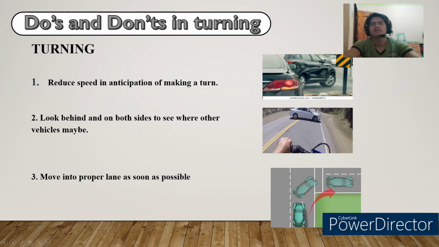Next is look behind and on both sides to see where other vehicles may be. So before we make a turn, we must check first if there are vehicles that will cause impact in our turns. So we need to check first the sides or behind us to be aware of where the other cars go to prevent collision and accident. So move into proper lane as soon as possible.